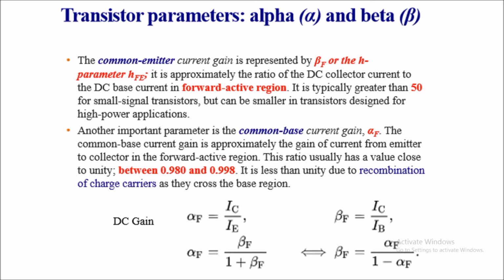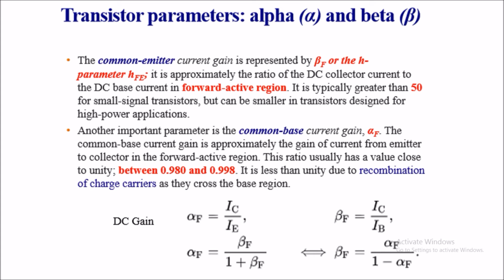Here the common emitter current gain is represented by beta F or the parameter HFE. It's approximately the ratio of the DC collector current to the DC base current in the forward active region. It is typically greater than 50 for a small signal transistor but can be smaller in transistors designed for high power applications. Another important parameter is the common base current gain, alpha F. It is approximately the gain of current from emitter to collector in the forward active region.